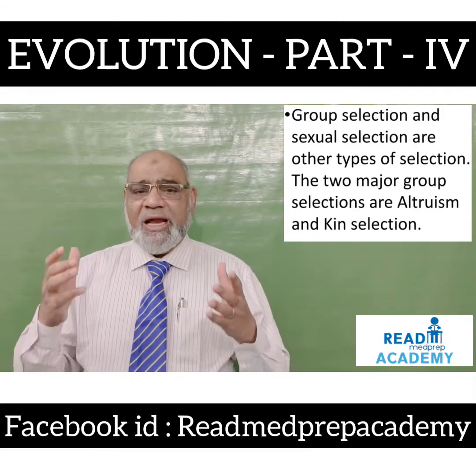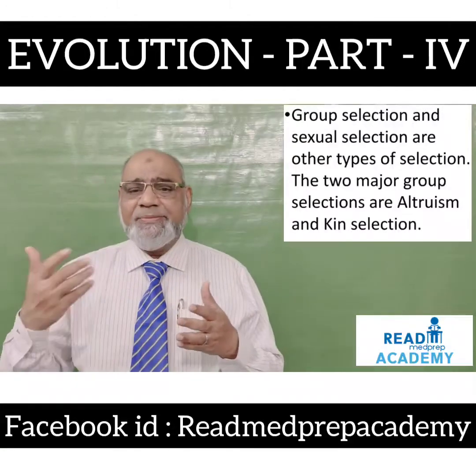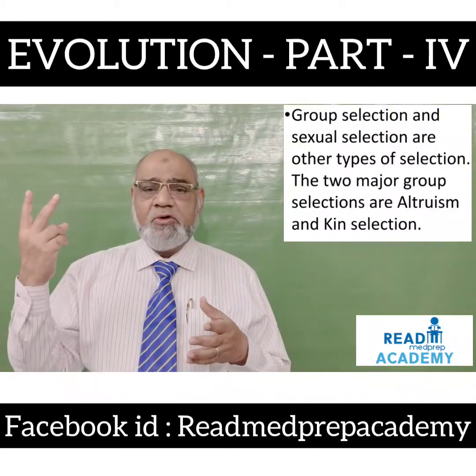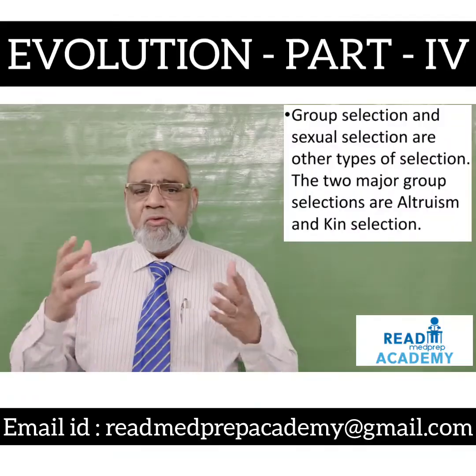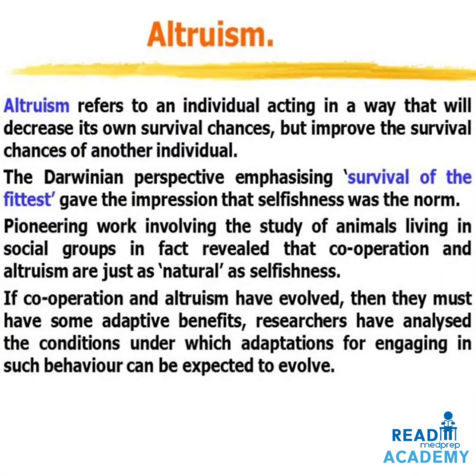Group selection and sexual selection are other types of selection. The two major group selections are altruism and kin selection. What is altruism? Altruism refers to an individual acting in a way that will decrease its survival chances but improve the survival chances of another individual.